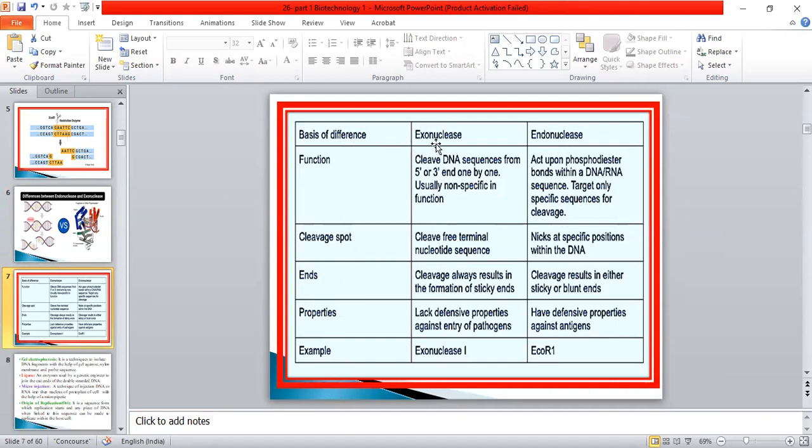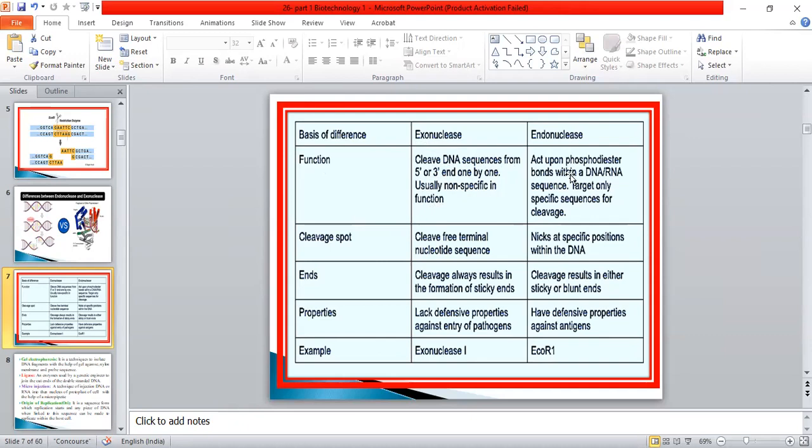First, they have told exonucleases. The exonuclease cleaves the DNA sequences from the 5' or 3' end, one by one. It is usually non-specific in function. According to their function, how will the exonuclease act on the DNA molecule? It cleaves from the 5' or 3' end, any one side, whether right side or left side, one by one, usually non-specific in function.